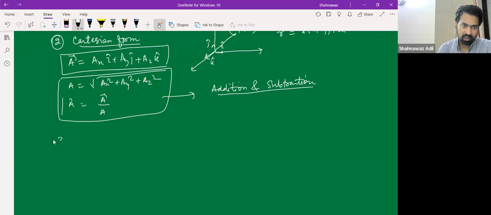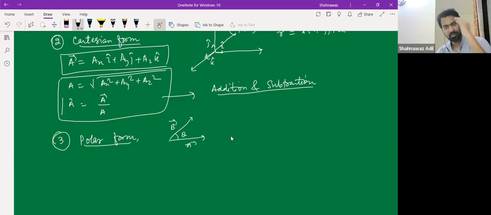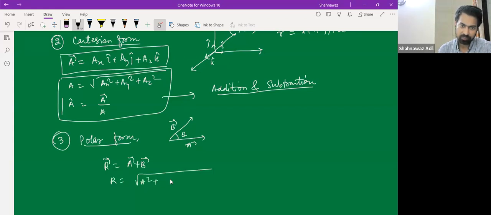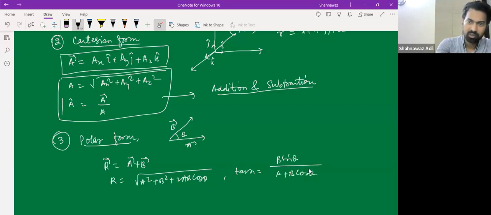Then we understood about this polar form, right? In the polar form, we learned that whenever we have two vectors and the angle between them is given, then we use this parallelogram law, triangle law, and something like that. And then we calculate the magnitude. So this is A plus B resultant, and the magnitude is simply the angle is B sin theta divided by A plus B cos theta.